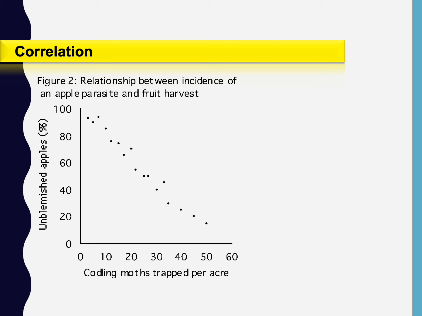Now, let's look at this illustration. This is the codling moths trapped per acre versus the unblemished apples, where the codling moth is your x variable and the unblemished apples are your y variable. Here we can see that as the codling moths increase, the unblemished apples are actually decreasing.